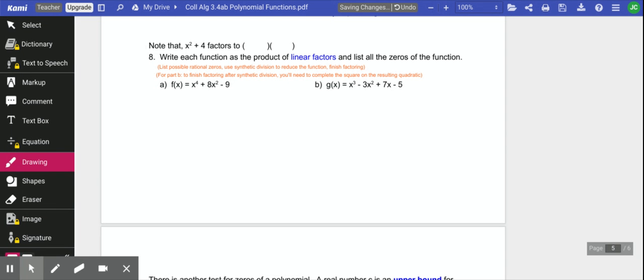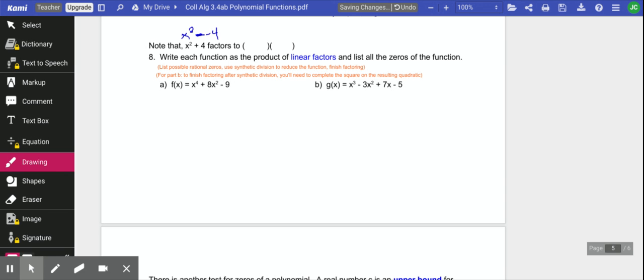All right, before we do number 8, I want to point something out. That x squared plus 4, normally we say that that doesn't factor. But if we're willing to use complex numbers, if we're willing to use imaginary numbers, it actually does factor. So we could rewrite this as x squared minus negative 4. Because this now is a difference of squares.